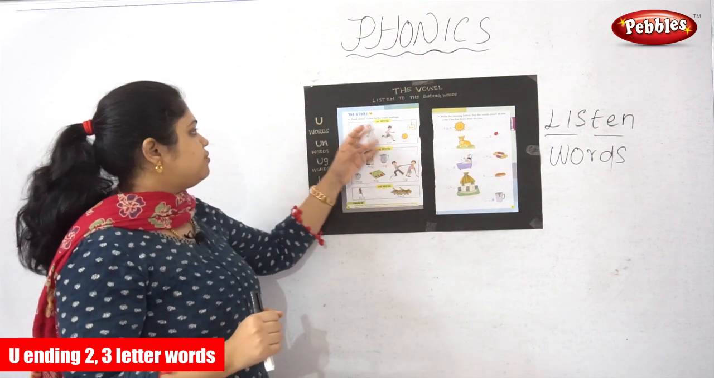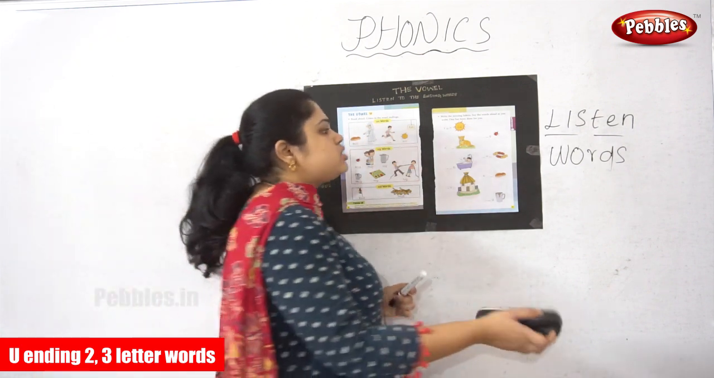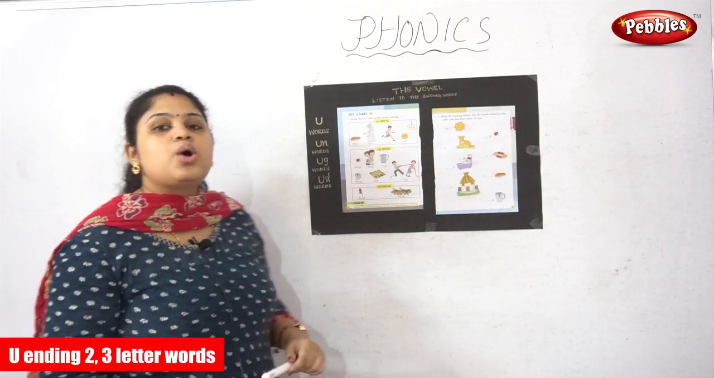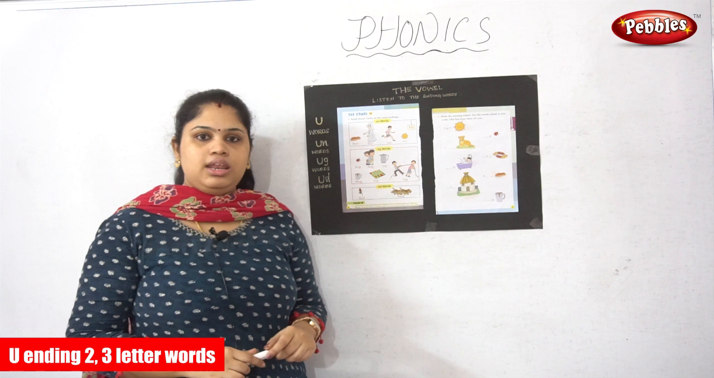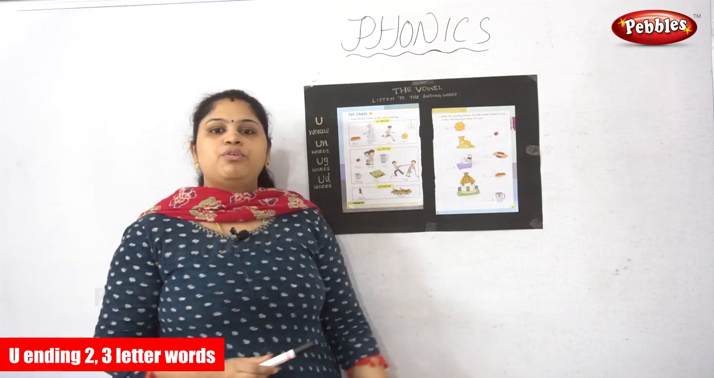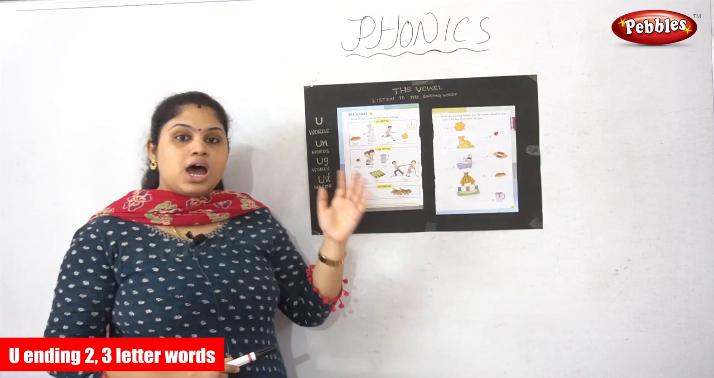Very good. So the first set of words starts with un. What is the sound of U, children? What is the sound of U? What is the sound of N? Un. So first we are going to see the words ending in the un sound.